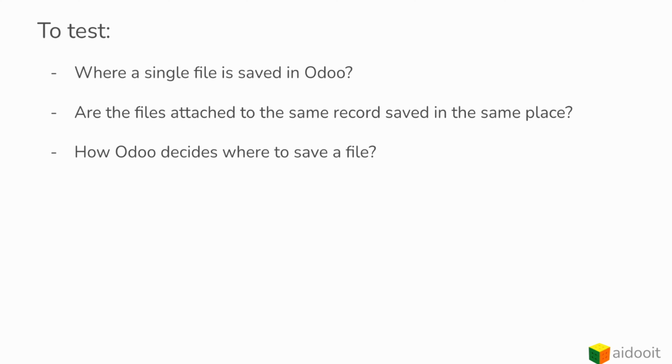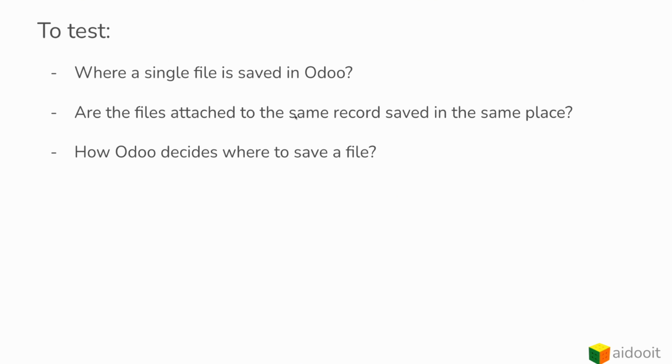So as the conclusion, we can now answer these three questions. Where is a single file saved in Odoo? It's saved in a folder inside wherever Odoo is running, in the Filestore folder. This folder has as many folders as many databases we have, and inside the database folder we have a set of other folders with strange names, right?